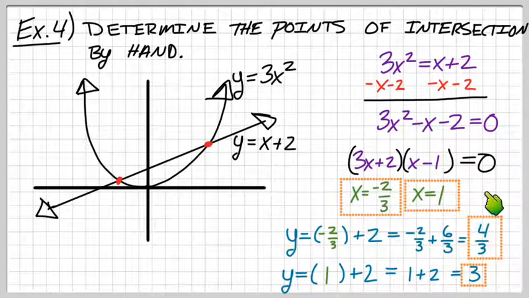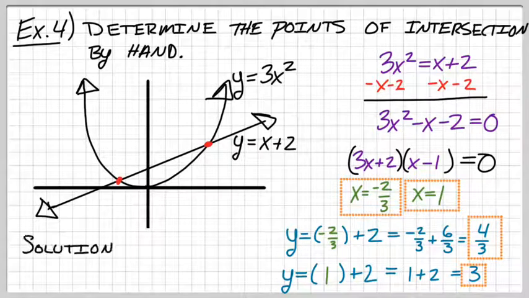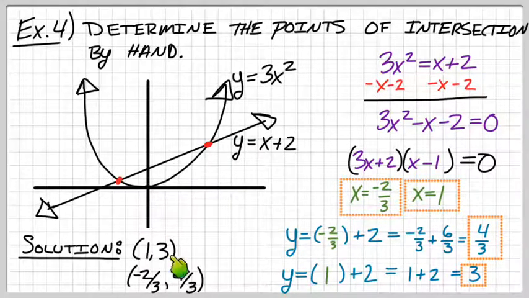So now we actually know what those ordered pairs are. We should write these as ordered pairs because it says the points of intersection. So what are those points? When I plugged in 1, I got the 3, so that's 1 comma 3. And when I plugged in the negative 2/3, that's when I got the 4/3 out, so that's negative 2/3 comma 4/3.